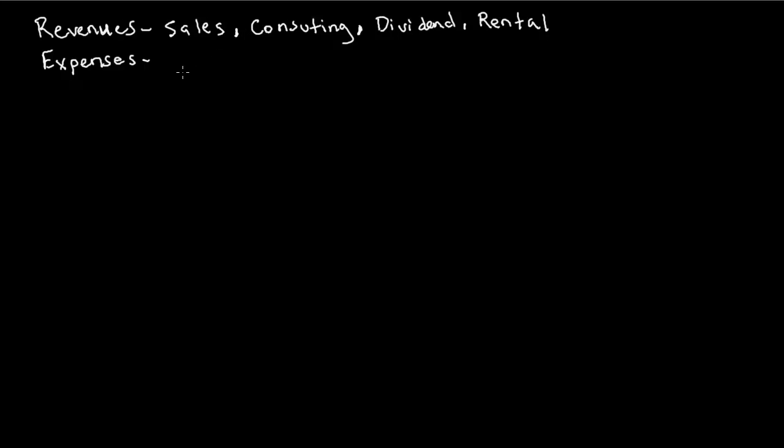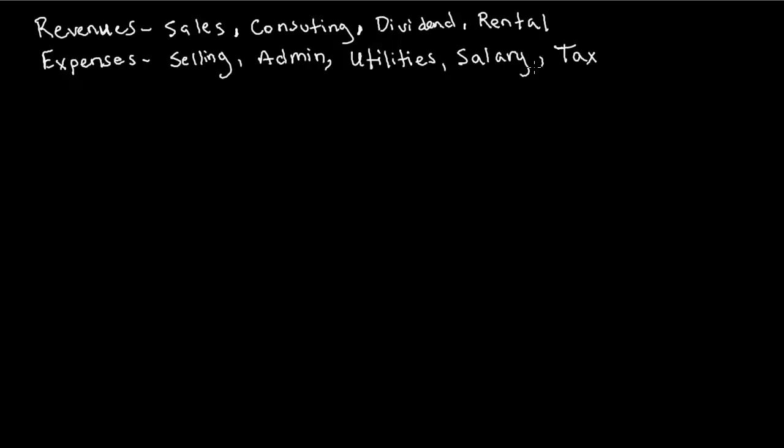And you're also going to have things like expenses, and these are what is taken away from revenue to figure out your net income. And examples of expenses are going to be your selling expenses, administrative expenses, utilities would also be under expenses. You're going to have your salary expense, big one, tax expense. Everyone pays taxes, huh? So these are just your different kinds of expenses.